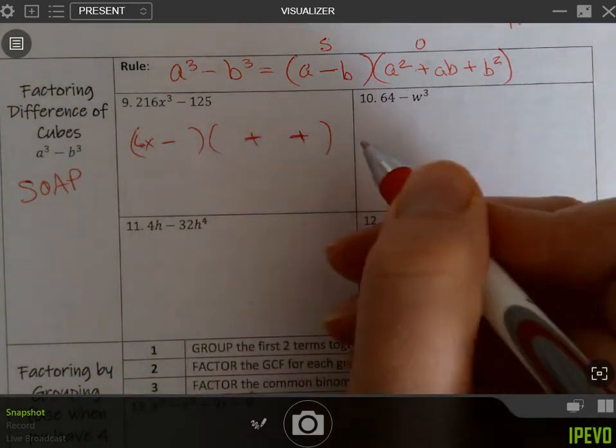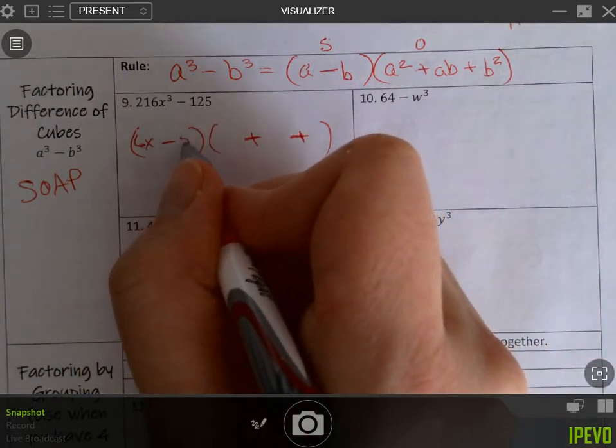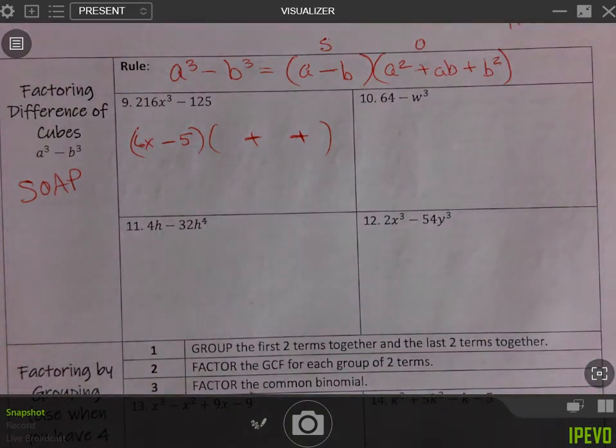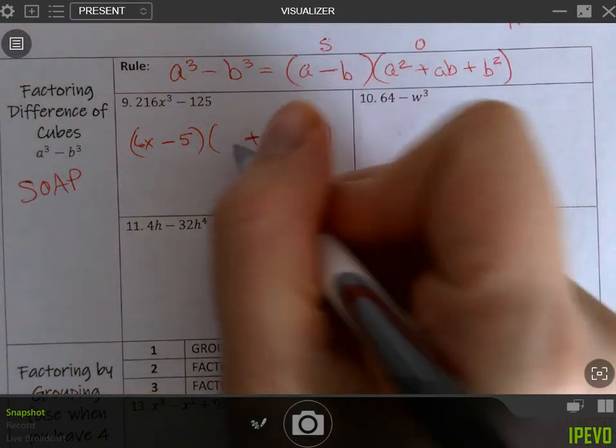So 6x, cube root of 125, 5. Again, you don't have to memorize your cubic numbers. You should be familiar with them, but you can always check them on the calculator. You can always write out a list. 1 to the third is 1. 2 to the third is 8. All right, what goes here?